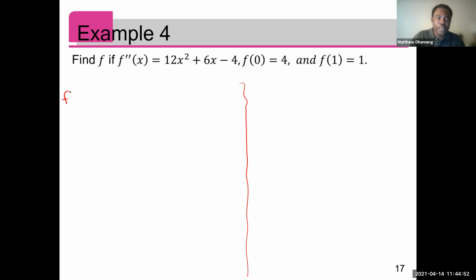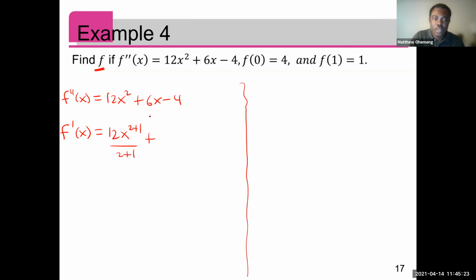So I have f'' equal to 12x² plus 6x minus 4, and I'm given those two initial conditions. Let me try and get the antiderivative. The question says find f. Because I'm at level f'', I need to do two steps before I can get to f. So let me first get f', which will be the first antiderivative. For the constant times a power function, add 1, 2 plus 1, divided by the result. And then 6x is 6x to the power 1 plus 1 divided by the result.